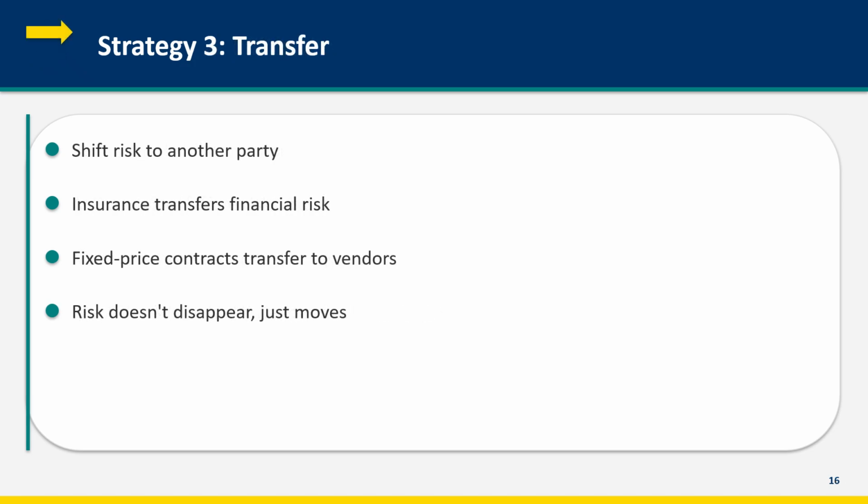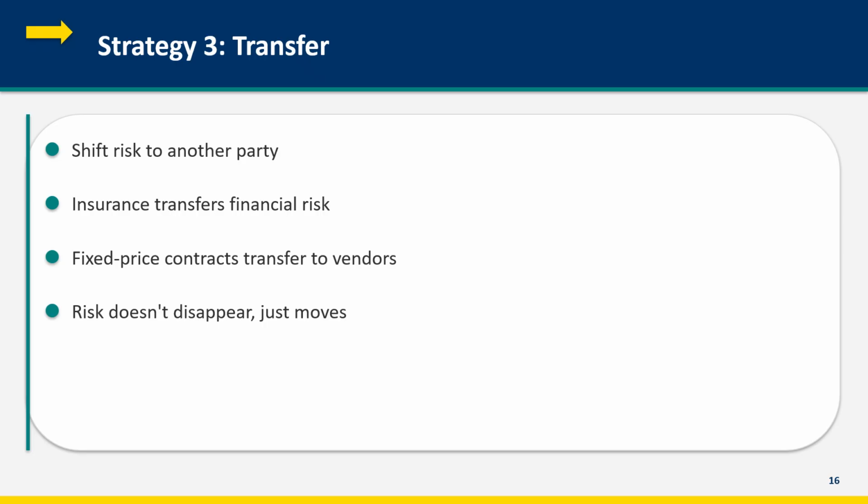Transfer shifts the risk to another party. Insurance is the classic example. You pay a premium and the insurance company takes on the financial risk. Fixed price contracts transfer cost overrun risk to vendors. Performance guarantees transfer delivery risk to suppliers.